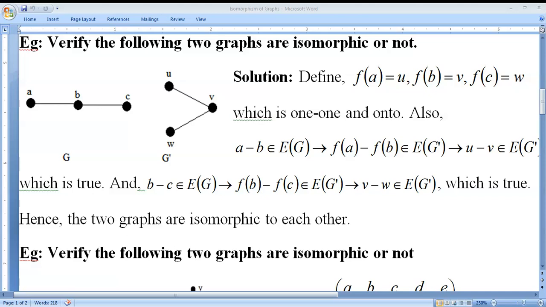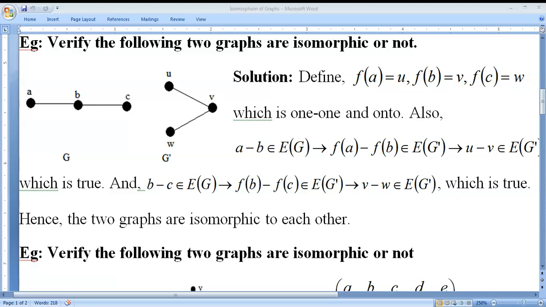Next you must verify whether it is an onto function or not. This function will be onto if every element in the codomain has a preimage. Here U has the preimage A, V has the preimage B, and W has the preimage C. Since every element in the codomain has a preimage, it can be called an onto function. Since it is one-one and onto, it can be taken as a bijective function.